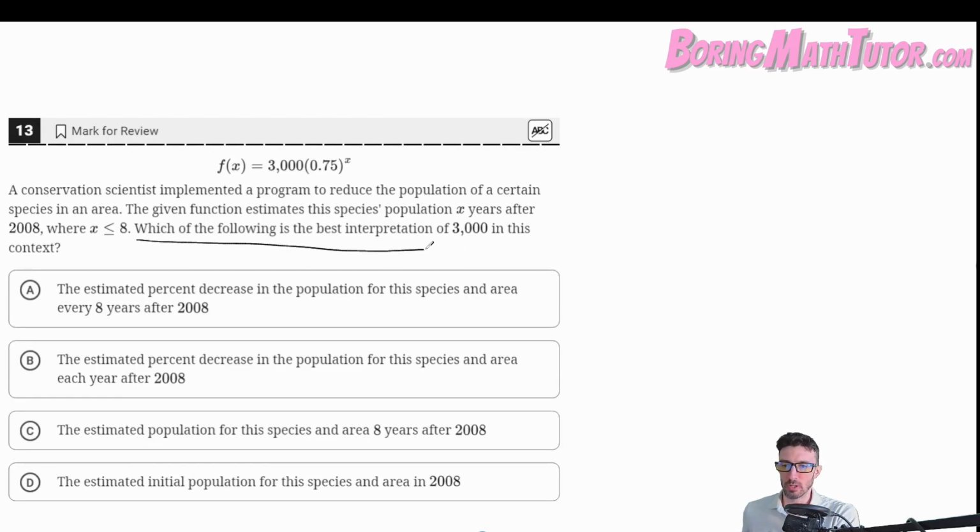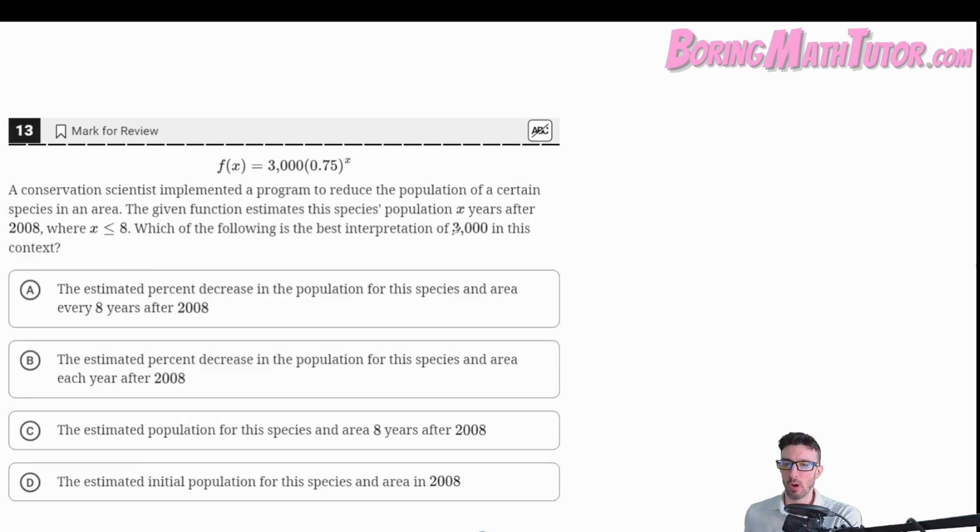They're asking us which of the following is best interpretation of 3000 in this context. Now we got to actually look at the equation and read the problem. A conservation scientist implemented a program to reduce the population of a certain species in an area. The given function estimates the species population x years after 2008, where x is less than or equal to 8.